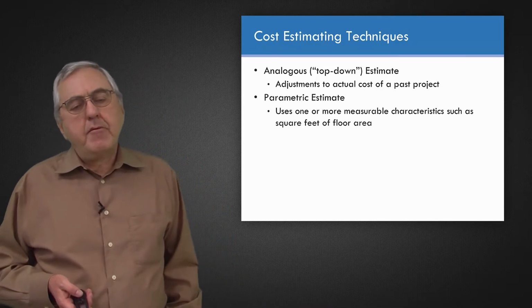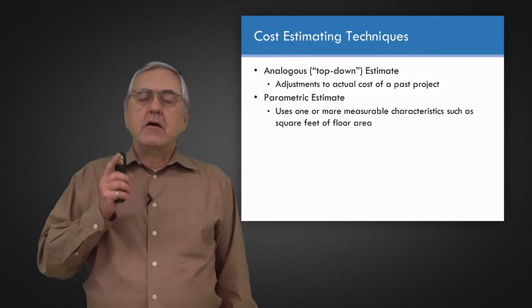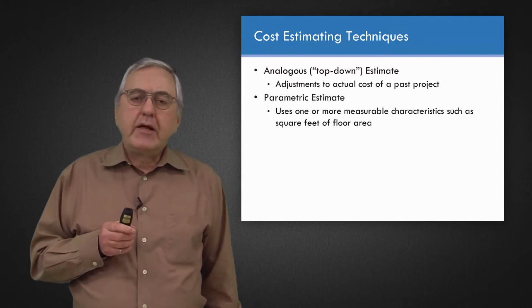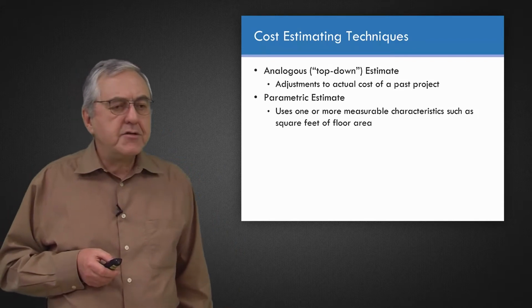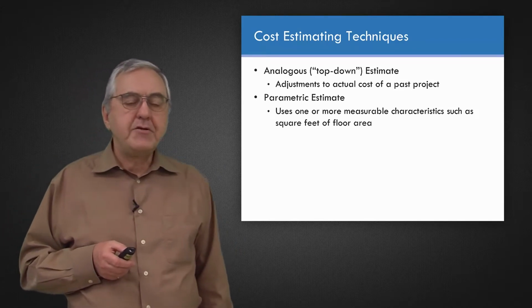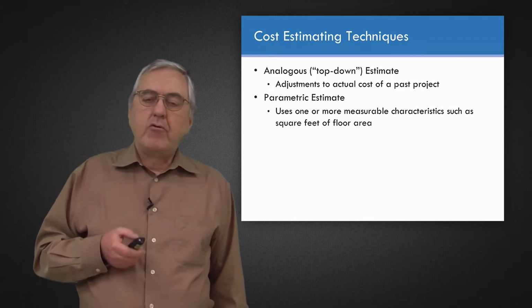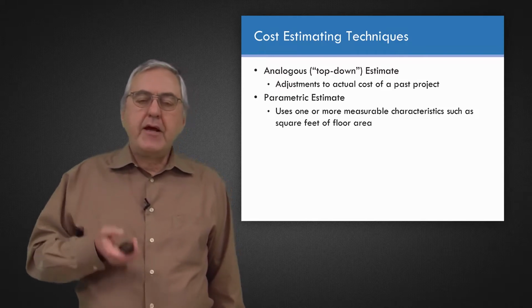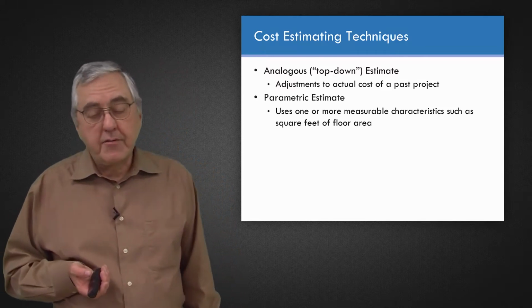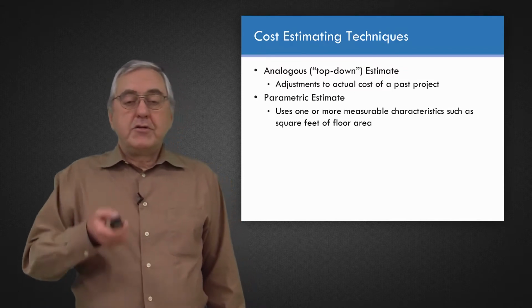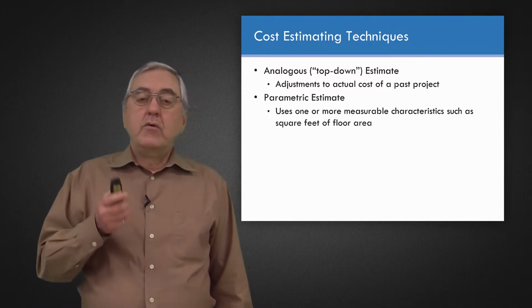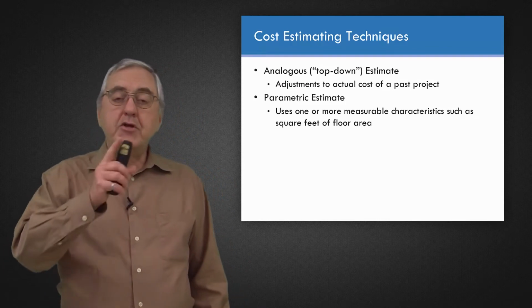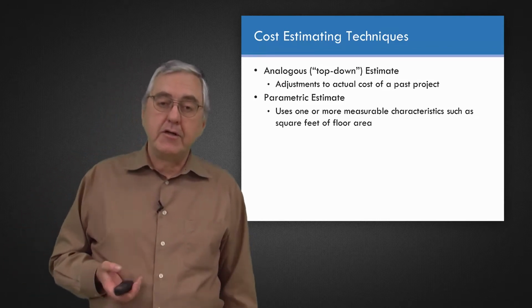Another method is parametric estimate. Here, there's one or more measurable characteristics. For example, a friend of mine is a cost estimating consultant for architects and engineers. And he might get a phone call from an architect who says, hey, Bob, we just got some good news. We got awarded a contract. We'll be doing a hospital expansion, and we want you on board as our construction cost consultant.